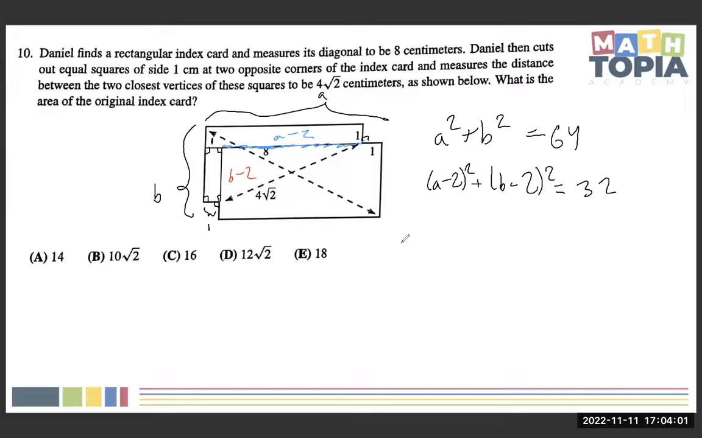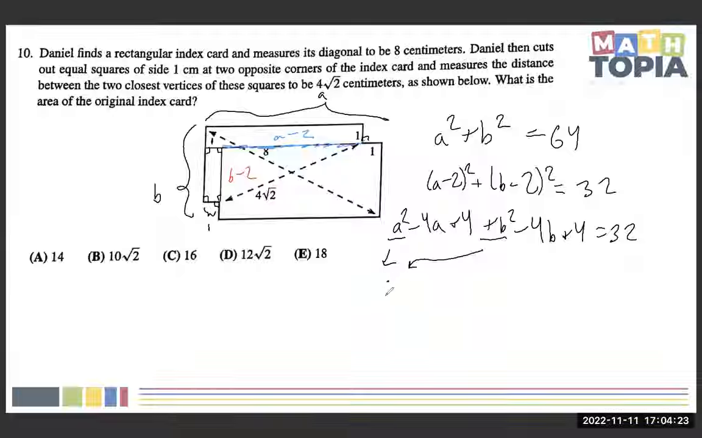So let's do that. But we'll go about it in a way where we don't even solve for A and B. Let's just solve for the product AB. What I mean by that is we're going to expand this: A squared minus 4A plus 4 plus B squared minus 4B plus 4 is equal to 32. And that means this A squared plus B squared gives us a 64 in the equation, right? Because A squared plus B squared is equal to 64. And then minus 4A minus 4B is equal to 32 minus 4 minus 4, because we're subtracting both 4's, 24.